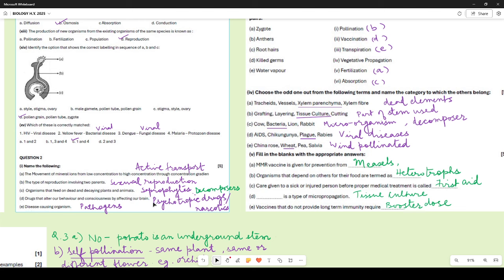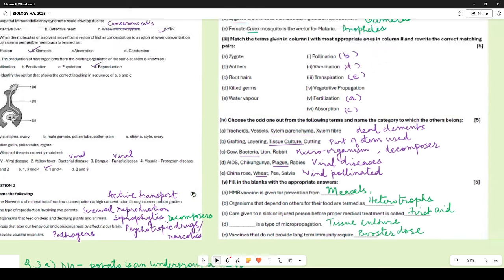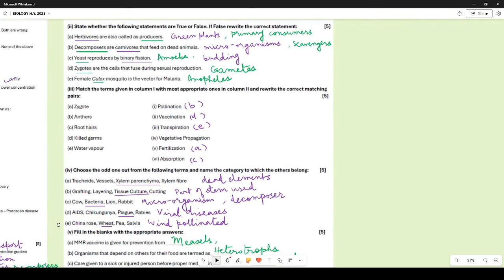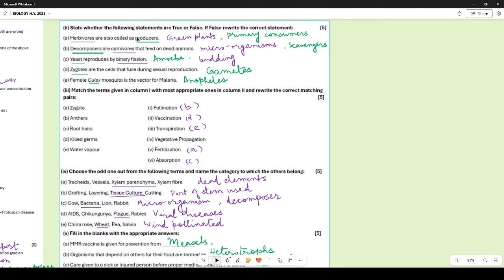Drugs that alter our behavior, either psychotropic drugs or narcotics, both the options are correct. Disease causing organisms, pathogens. Now let us look at state, true or false. Herbivores are also called as producers. So you can write green plants are also called as producers, or you can write herbivores are also called as primary consumers. So if you are changing this part.